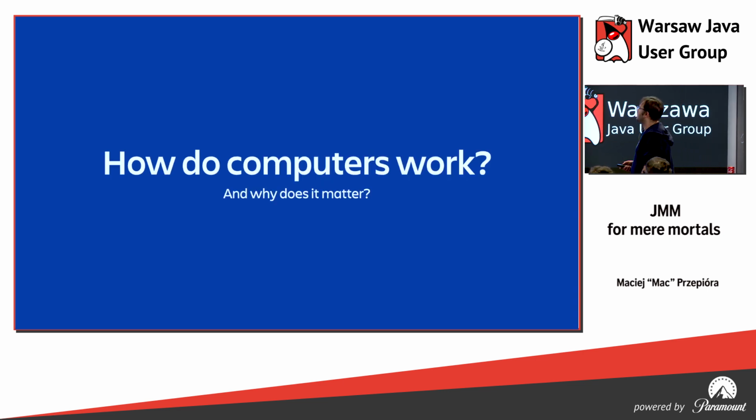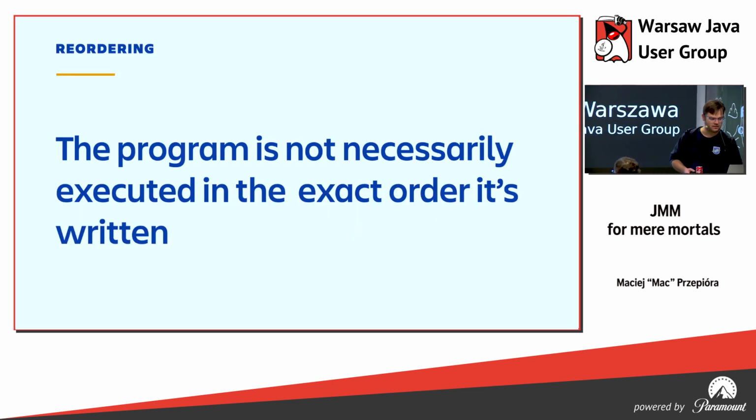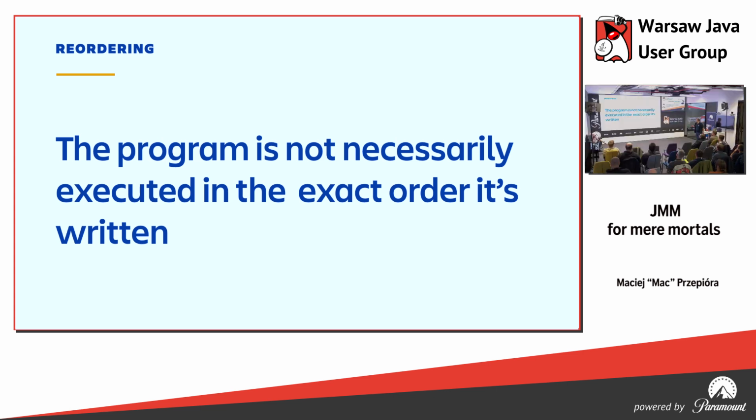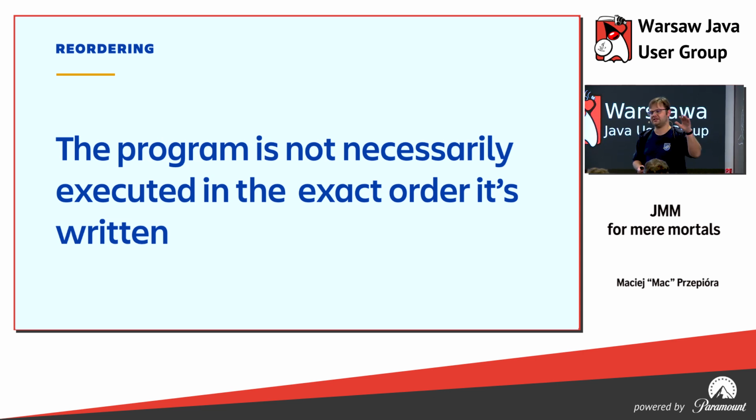Okay, so how do modern computers work and why does it matter? The problem is that in current modern computers, the program is not actually executed in the way you wrote it. So if you have a set of instructions in a single-threaded computer program, it doesn't mean that the CPU will execute those actions in the order that you specified in your program.